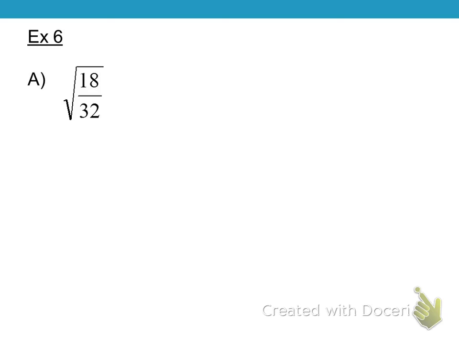You can simplify it. Do you see how those are both even numbers? Let's simplify them. What's 18 over 32? You could do it by 2. 9 over 16, and I feel a lot better about 9 and 16.